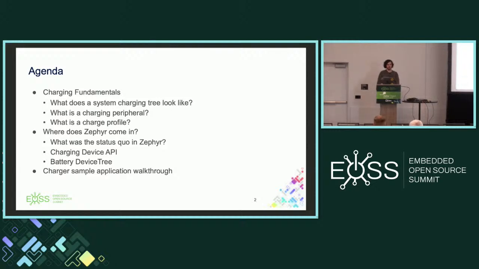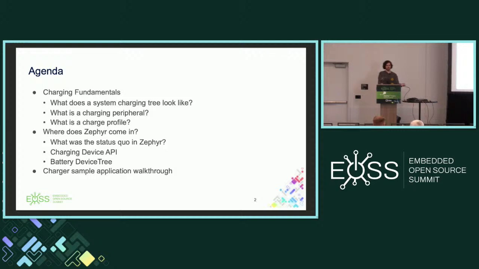So the agenda is broken down into 3 sections, and I'll take maybe one inline question at the end of each section. There'll be a big green slide. But first, I'm going to go over some fundamentals of charging and what charging looks like, the charging tree on a system. What is a charging peripheral? That's the device that we're interested in today, controlled by the charging API. What is a charge profile, which is the output of the charging device?